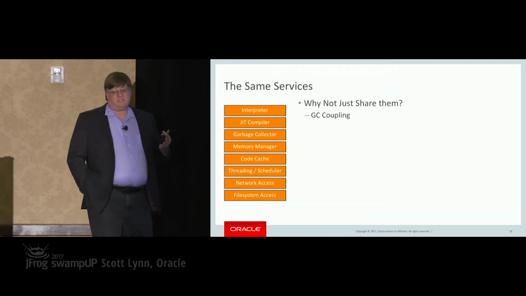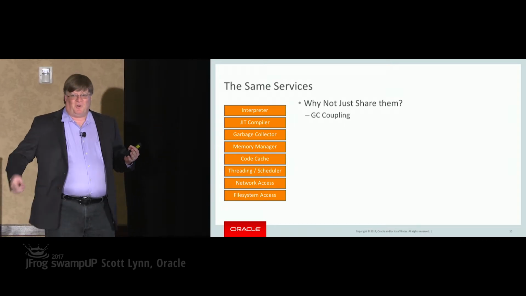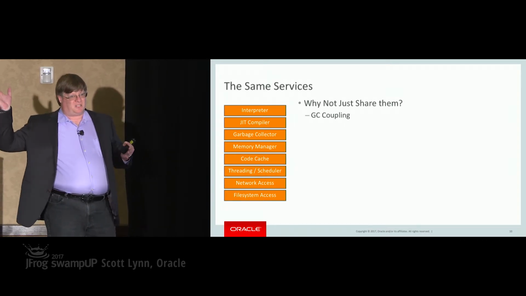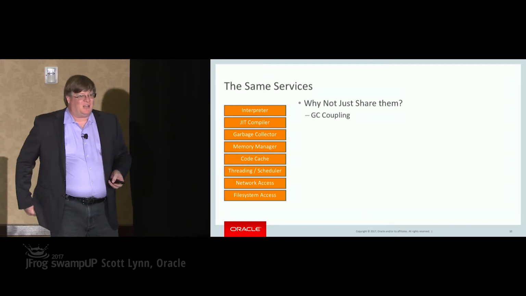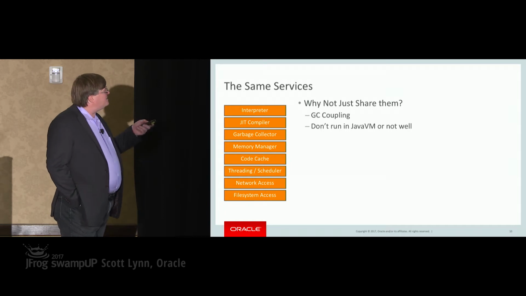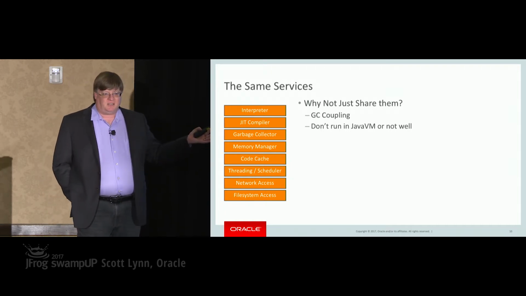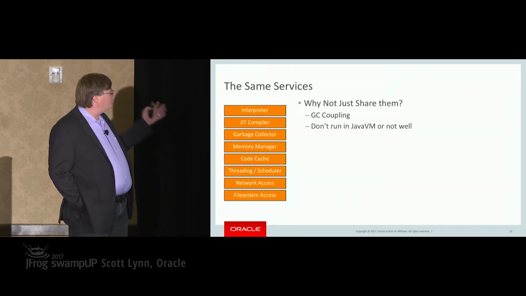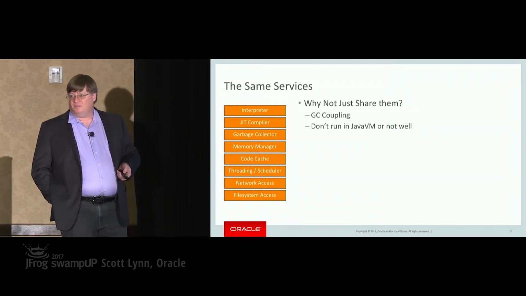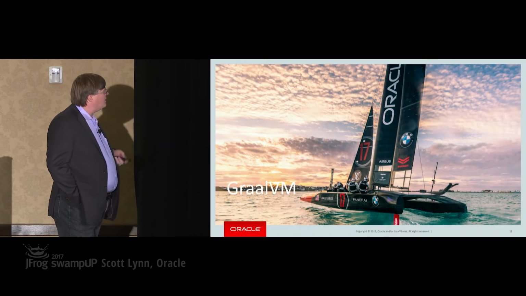One problem has been GC coupling. If one application triggers a garbage collection, everything kind of comes to a halt while it waits. And the other problem has been that, well, Java's a great virtual machine to do this in, but these languages don't run on Java well, or if at all. Well, that's where Graal comes in.